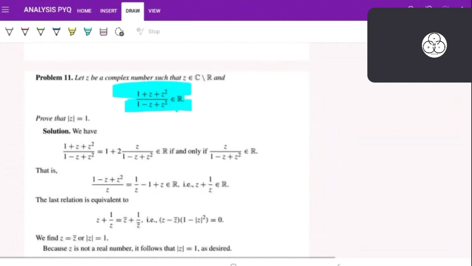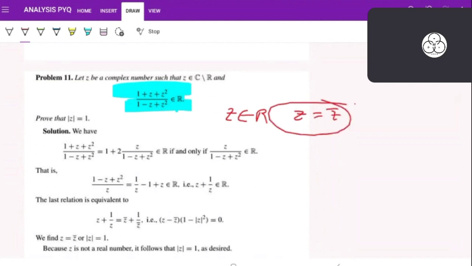See, what is the motivation for solving this kind of problem? Whenever we know that a complex number given belongs to the reals, we can use the z equals z bar concept. This is the most useful concept for such problems. That's what we are going to use. Before that, if we can simplify the expression and reduce it to a simpler expression, it would be much easier for us to calculate. That's what they did here.